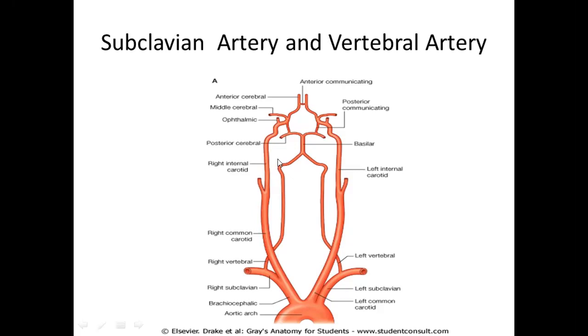After entering the foramen magnum, it passes on the medulla oblongata, and at the upper border of the medulla oblongata, it forms the basilar artery, and this will be discussed later, inshallah, in a specific picture.